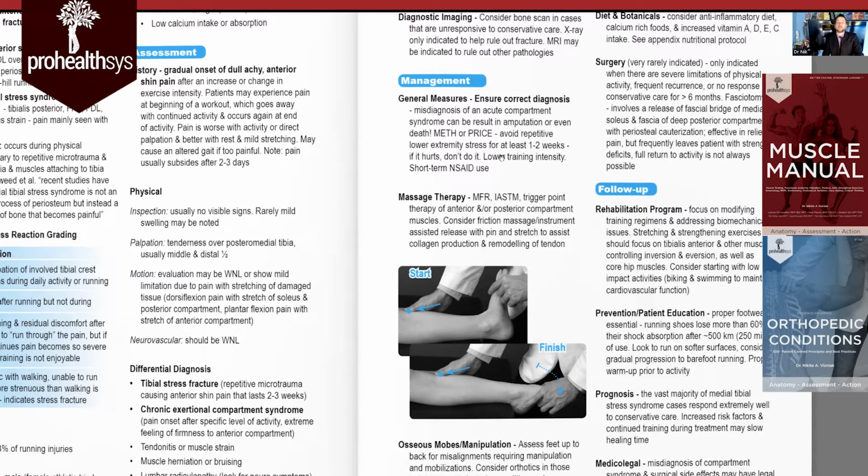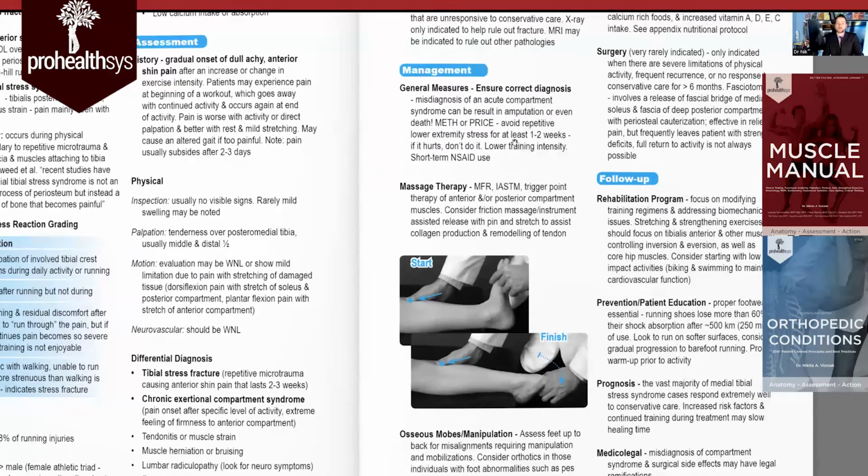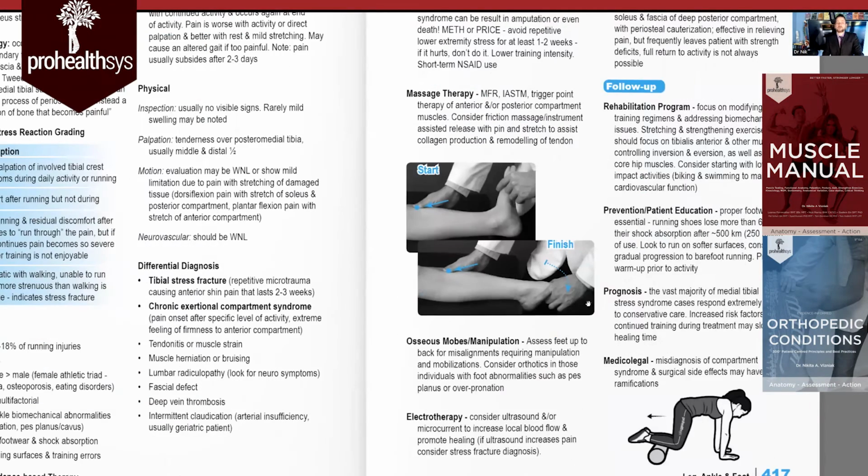Massage therapy is a great choice. Most patients and clients will respond extremely well to massage therapy. You might do some pin and stretch as well. A lot of people really like that. Osseous mobs and manips can offer benefit into the foot, into the ankle, as well as into the knee, hip, SI joints, low back. All that's going to offer potential benefit.